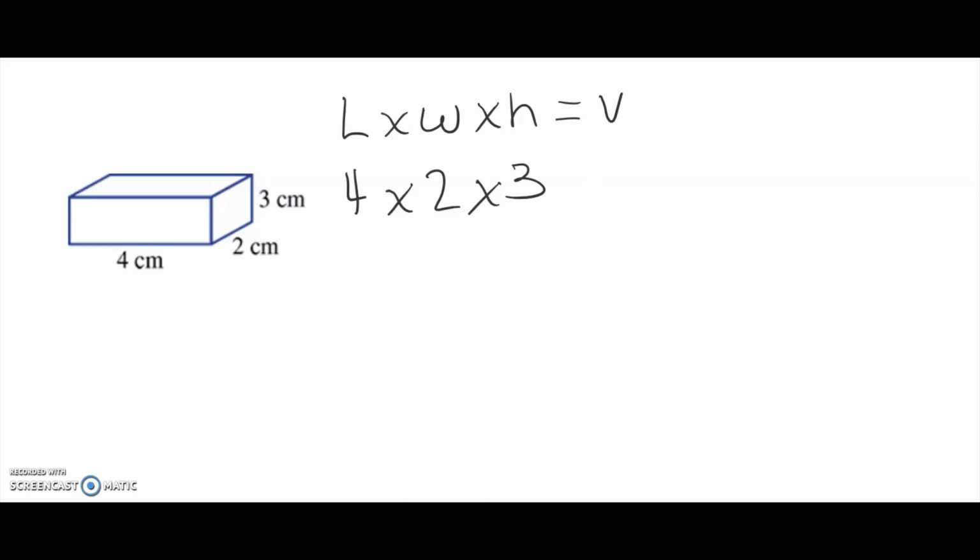So 4 times 2 is 8, times 3 is 24 centimeters cubed, because we need to remember that we are measuring volume, the amount of space that the object actually takes up.